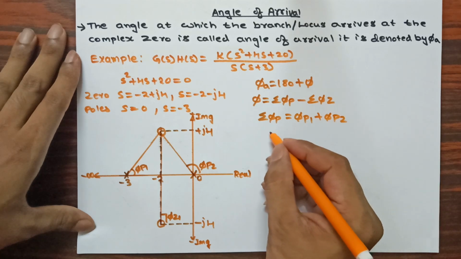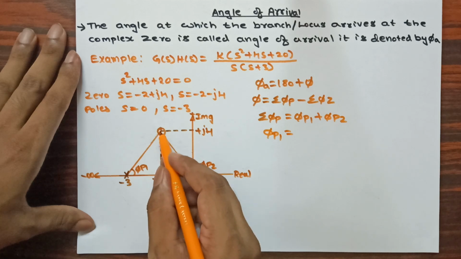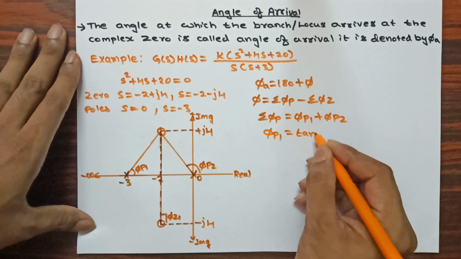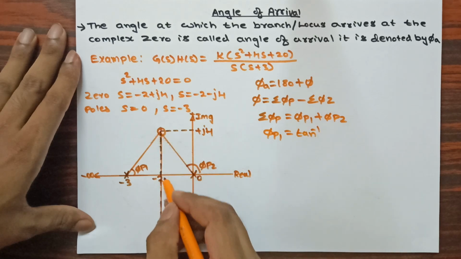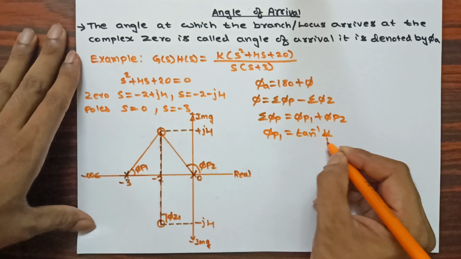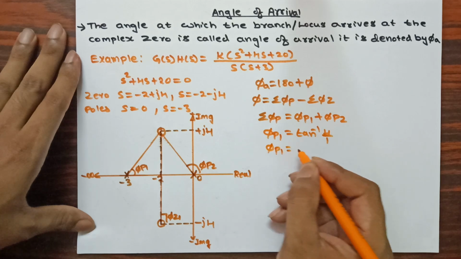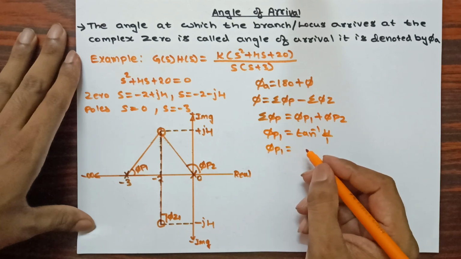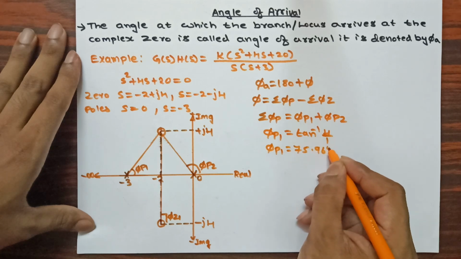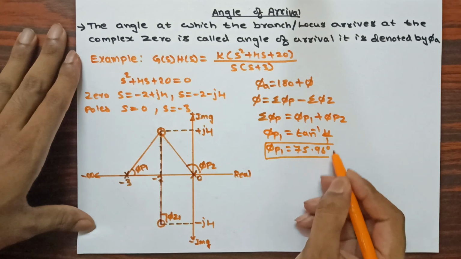So I need to calculate phi p1. So phi p1, we know that here is tan inverse of opposite by adjacent. Tan inverse of opposite value is 4 and adjacent value is 1, 4 by 1. So phi p1 is equivalent to tan inverse of 4, which is 75.96 degrees. So this is the phi p1 angle I got.